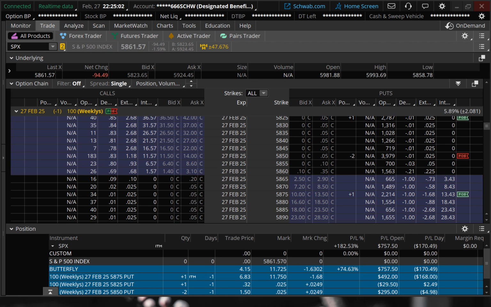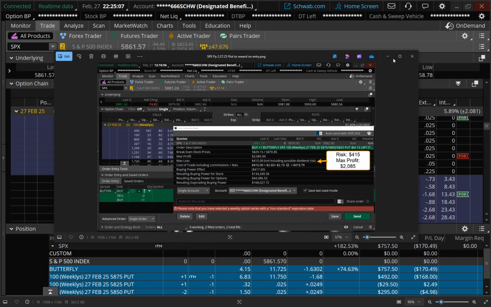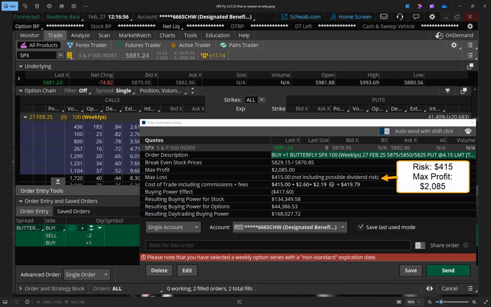But basically, with this trade, it's a situation where you have fantastic risk to reward. So the risk was 400 bucks. The max profit was 2,085. So in that situation, basically what would have happened is if the SPX went all the way to the center strike of the butterfly, then I could have made $2,000. You're never gonna get the exact, so you basically just have a really good risk to reward.